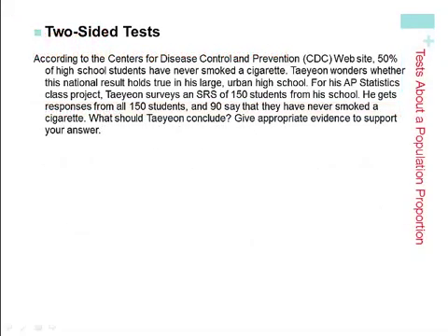Okay, today we're going to look at a two-sided test. Yesterday we had done a one-sided test. According to the Center for Disease Control and Prevention, 50% of high school students have never smoked a cigarette. Taeyeon wonders whether the national results hold true in his large urban high school. For his AP Statistics class project, he surveyed a simple random sample of 150 students from his school. He gets responses from all 150 students, and 90 say they have never smoked a cigarette. What would his conclusion be? Give appropriate evidence to support your answer.